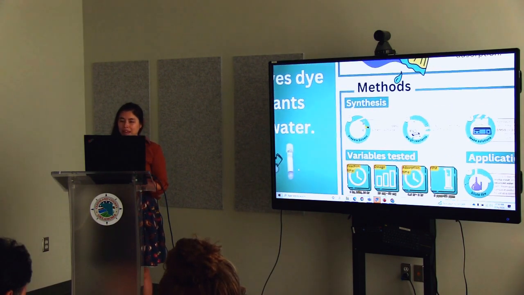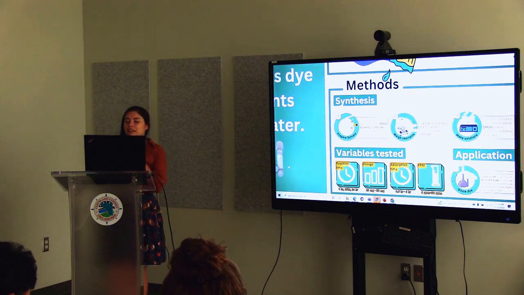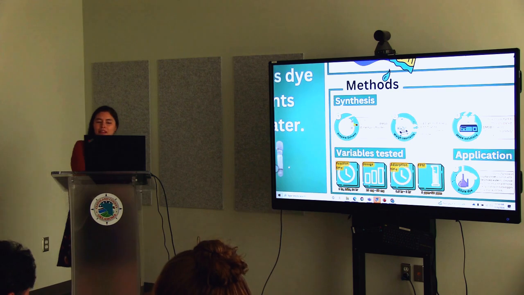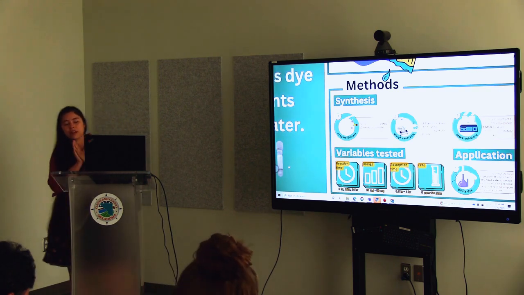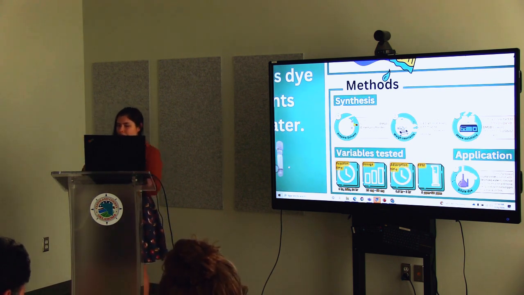So we're going to talk about making it. In order to test it, we do have to make it. So I have a set of illustrations talking about the synthesis process. Basically we need to prepare a solvent. We're dissolving them in DMSO, and we make 2 beakers of DMSO.